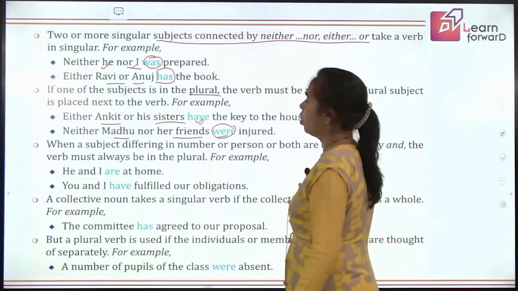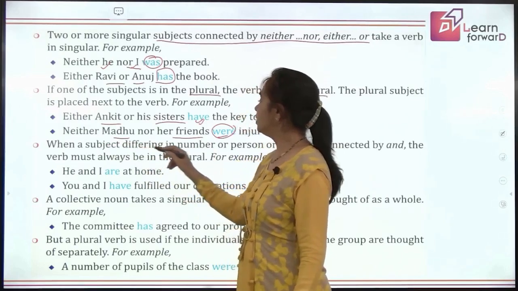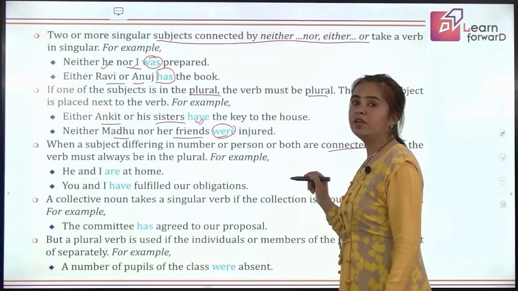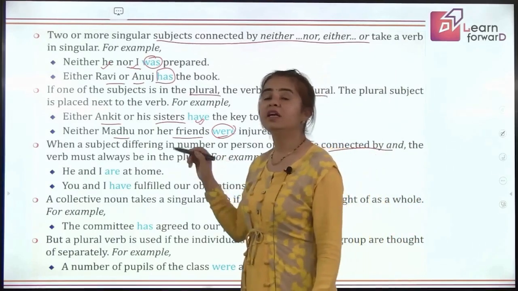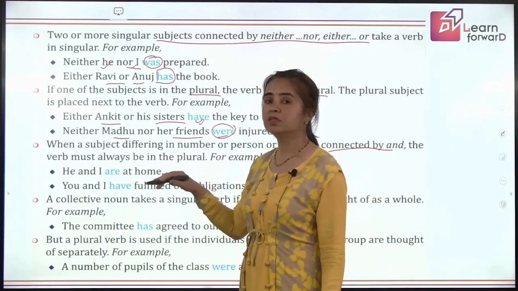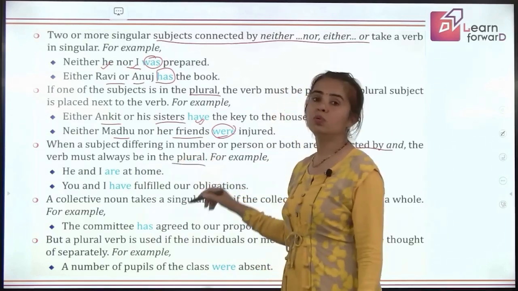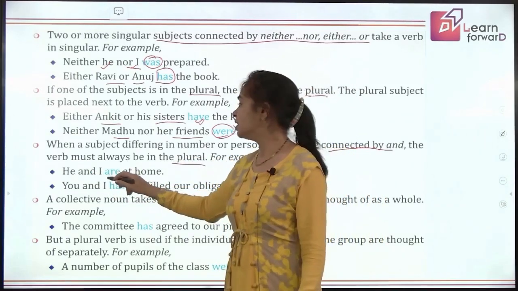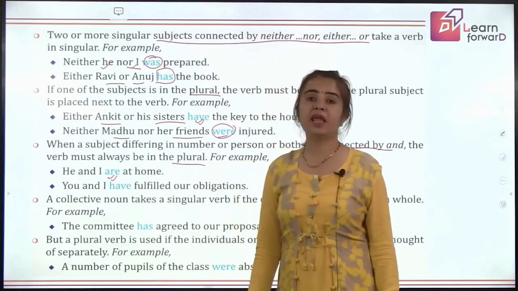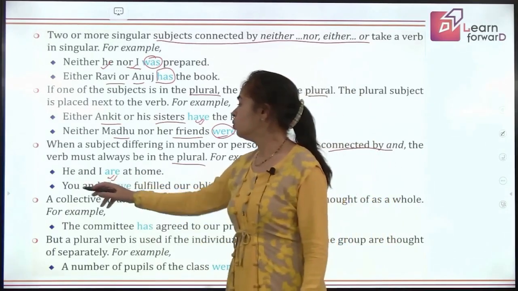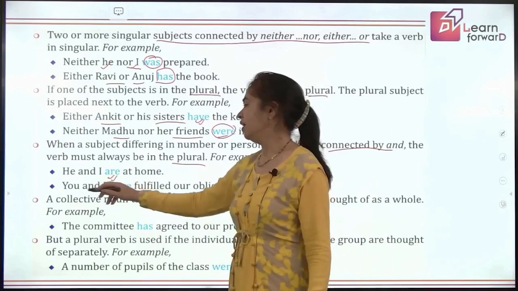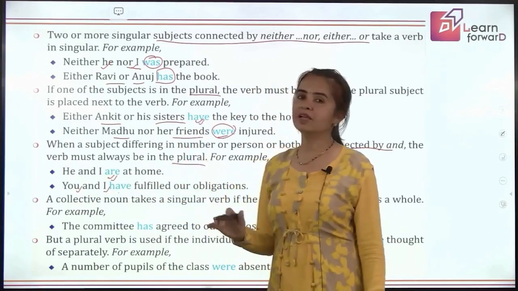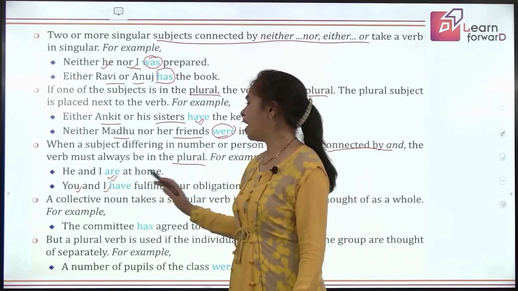So singular or plural. When subjects differing in number or person or both are connected by and, what will you do? If we have different numbers or different persons, we will be using the plural verb. So if I say he and I, I will say are at home. I will not say am. Right? You and I. Here, in fact, with you also we use have, with I also we use have. So it makes no difference. You and I have fulfilled.